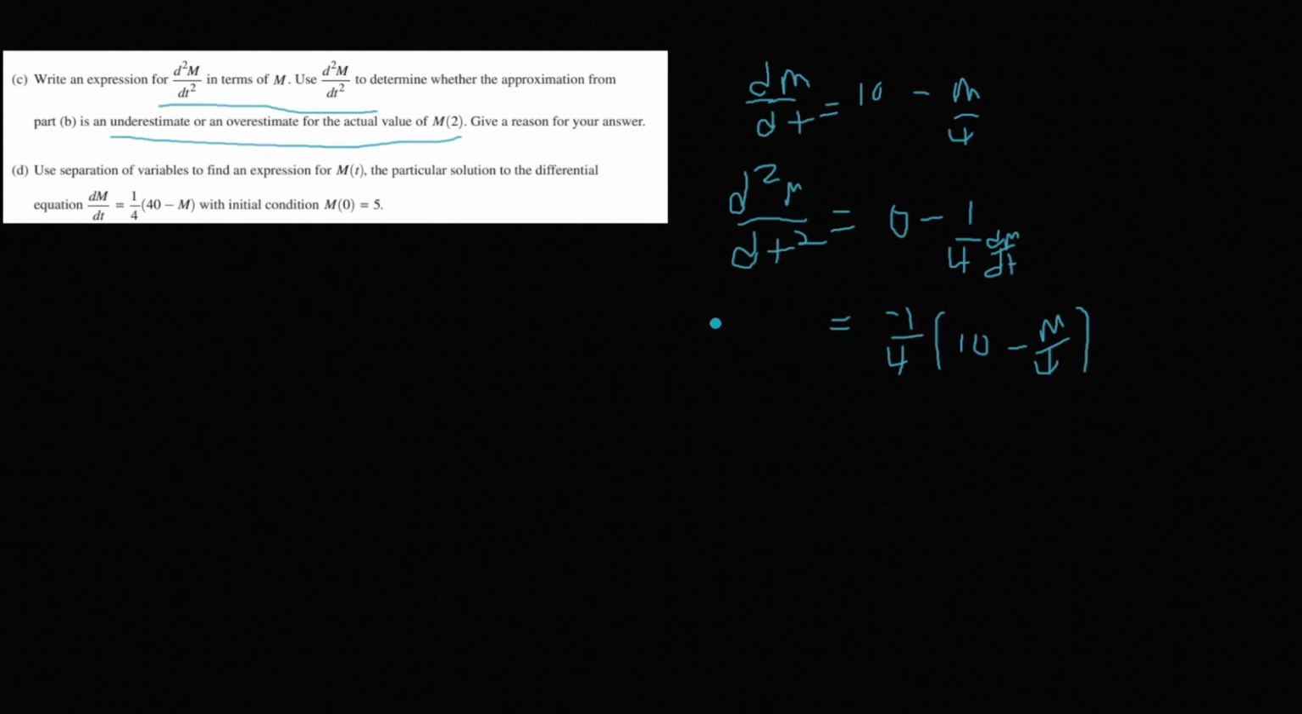And that should be our answer. And this is an over or underestimate. This will be an overestimate because this is negative. Because just when the second derivative is negative, we have an overestimate. So if you want to see a visual thing, we have a concave down function. This is concave down.